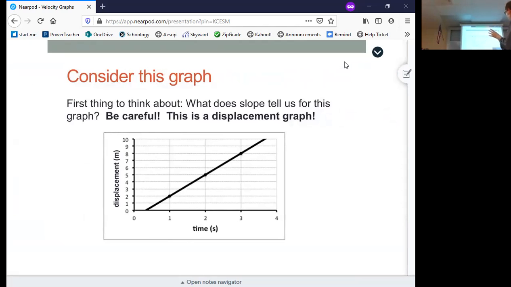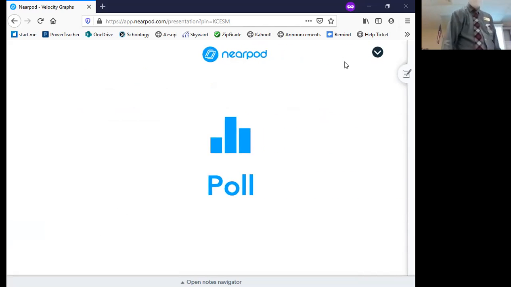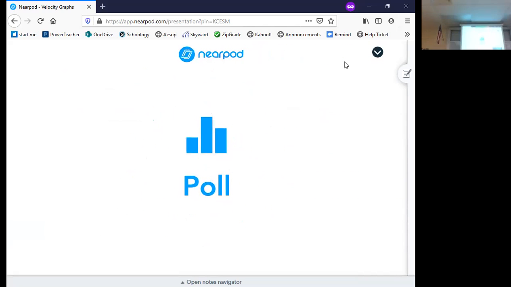This question is asking, this is a displacement graph. So this follows different rules, right? So what does the slope of a displacement graph tell me? It doesn't tell me acceleration anymore. The slope tells me velocity, right? So this is the displacement graph. So looking at the displacement graph, which way is it going?